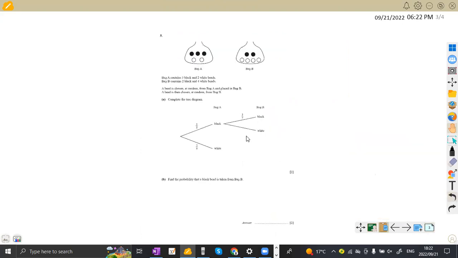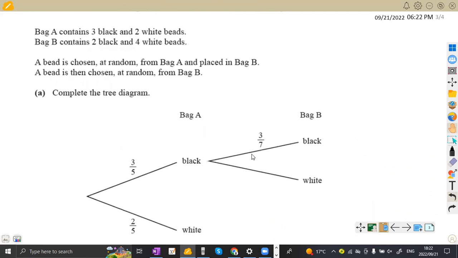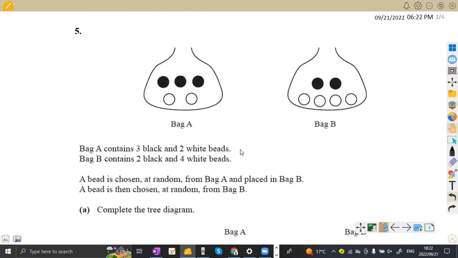Actually, there are so many questions. You can see even this one. Are you seeing this one in Banapa? It is same concept like that one. If you can cross check, bag A contains 3 black, 2 white. Bag B contains this, but as once a bead is chosen from bag A and placed in. So this one, take note how it worked. We picked from what? A bead is chosen at random from bag A and placed in B.